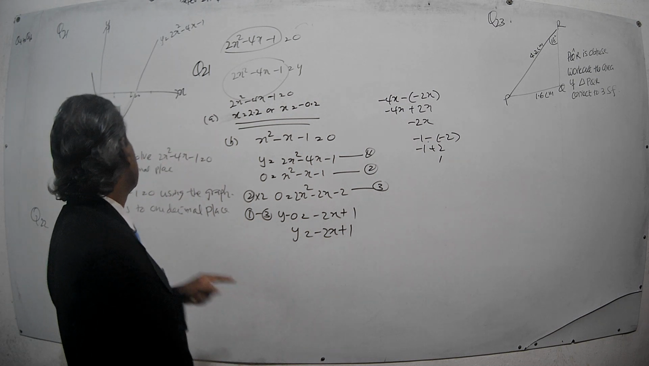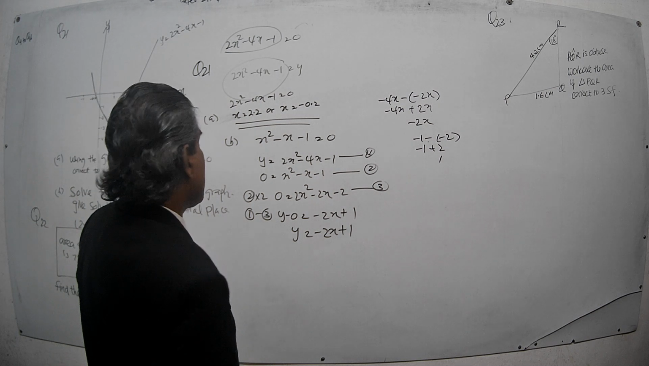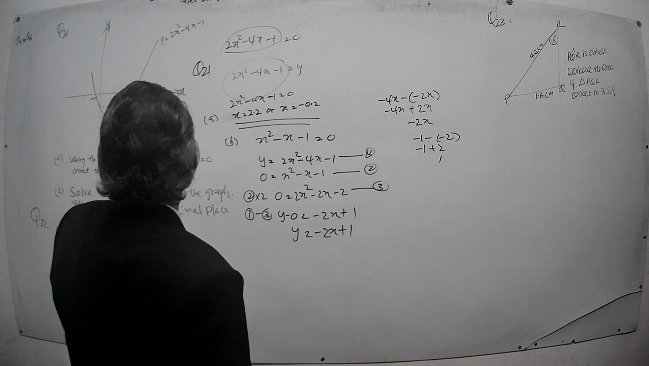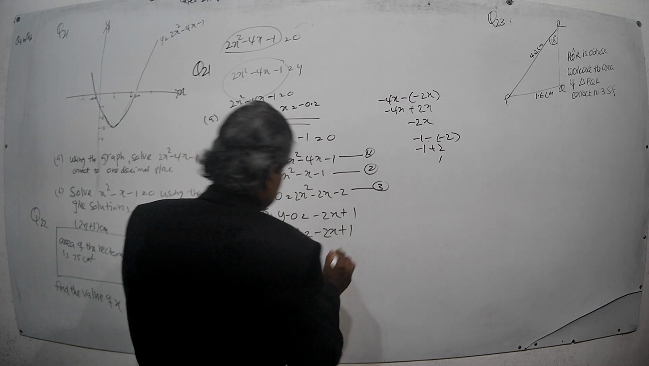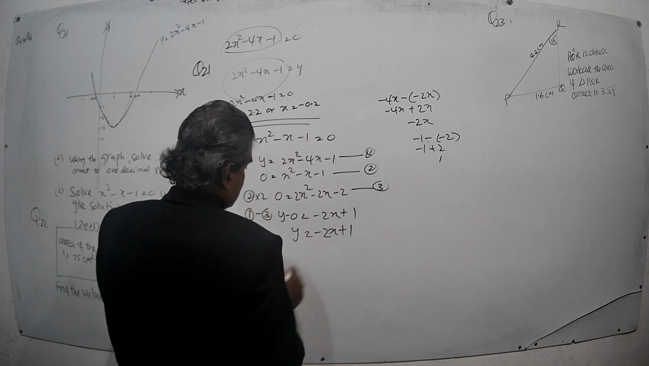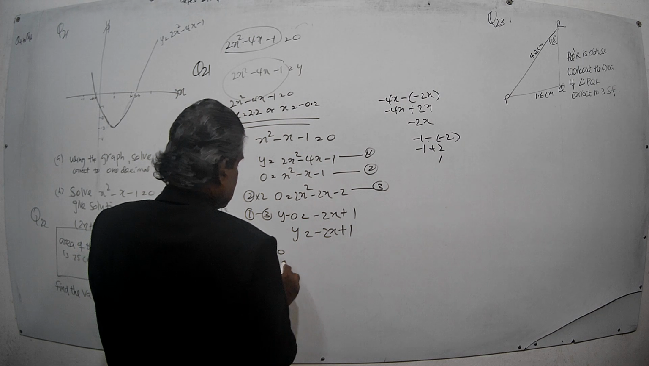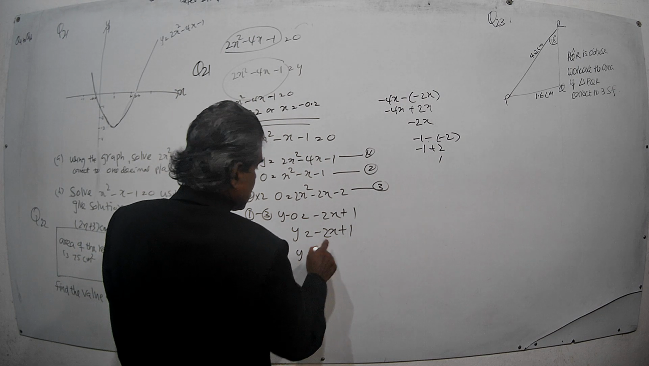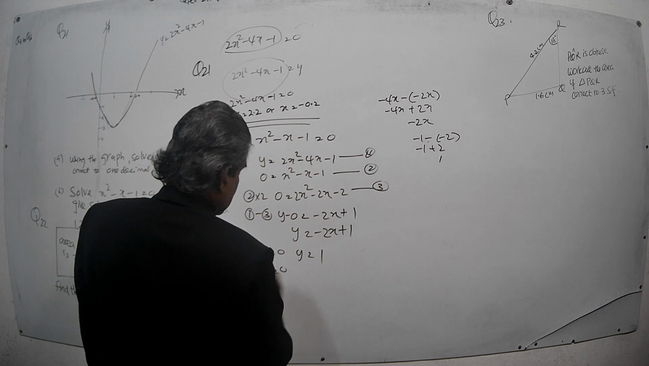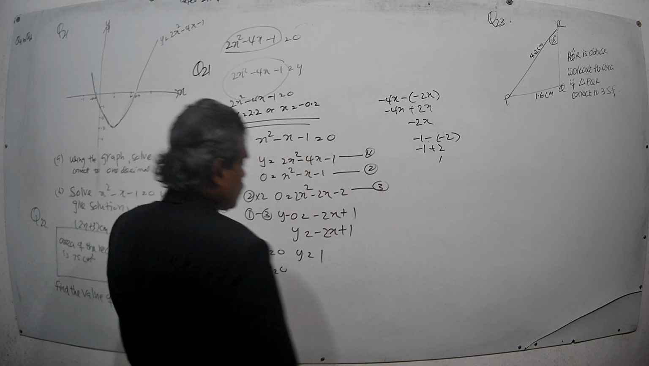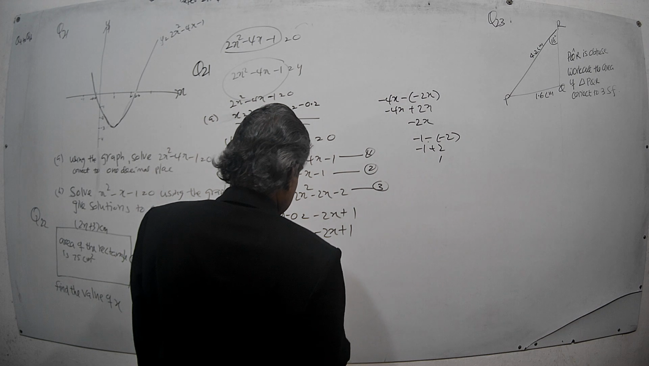Then you draw this straight line across this graph. If you take x as 0, y is how much? y equals 1. Then when y is 0, x is how much? x will be half, yes, x will be half.